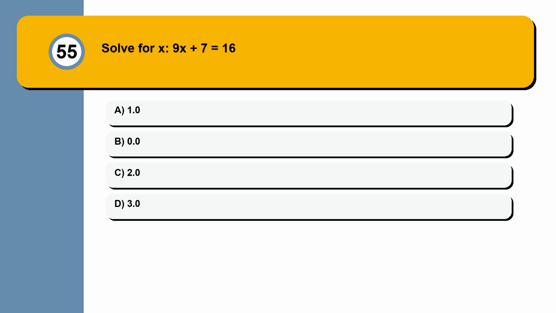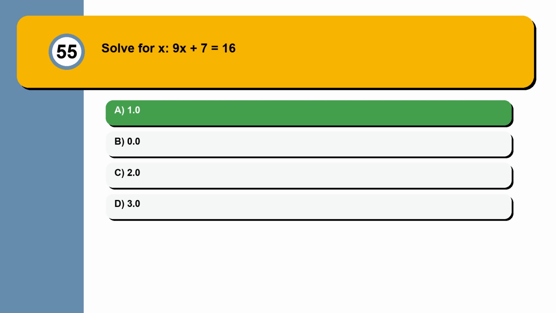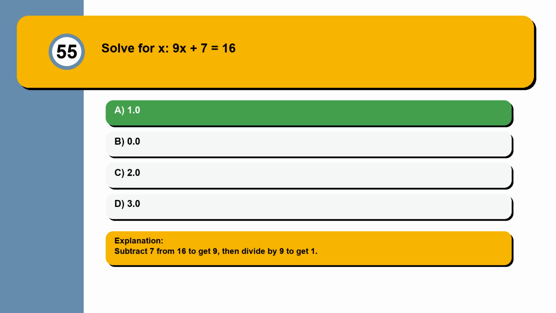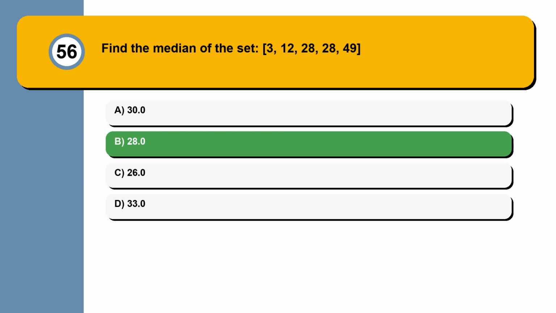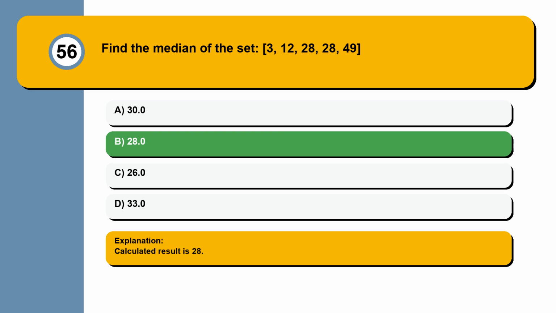Question 55. Solve for x. 9x plus 7 equals 16. 1.0, 0.0, 2.0, 3.0. Subtract 7 from 16 to get 9, then divide by 9 to get 1. Question 56. Find the median of the set 3, 12, 28, 28, 49, 30.0, 28.0, 26.0, 33.0. Calculated result is 28.